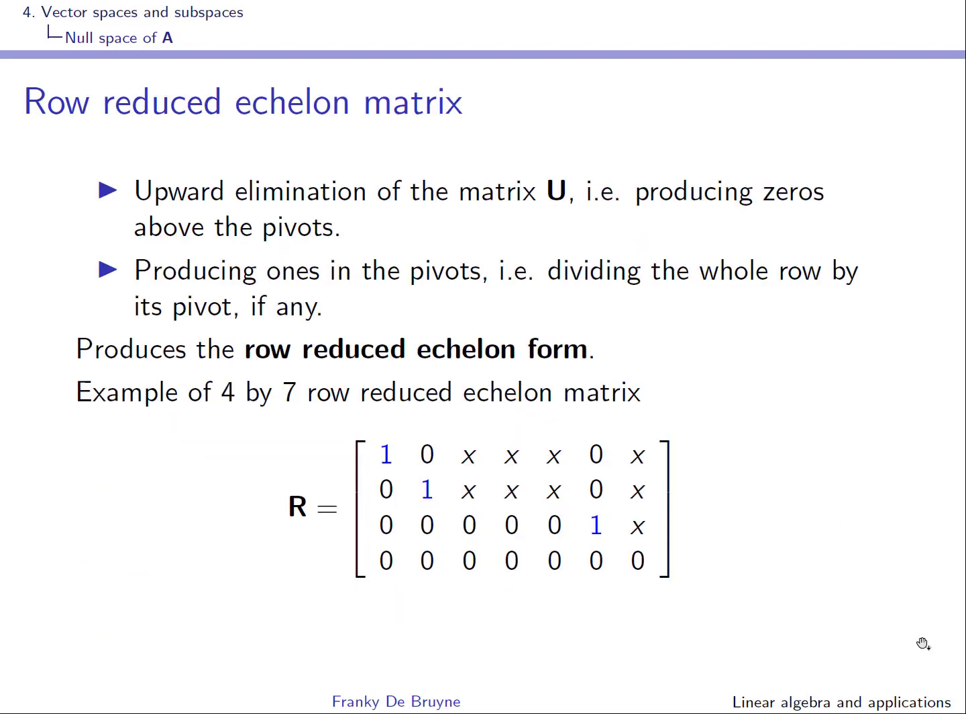If we continue with upward elimination from the matrix U, so we do Gauss-Jordan elimination and we produce zeros above the pivots, and then finally we divide the pivots by themselves, creating ones on the pivots, we obtain what is called the row reduced echelon form. Remember that's the one that we had obtained in this example, and this one we will denote R.